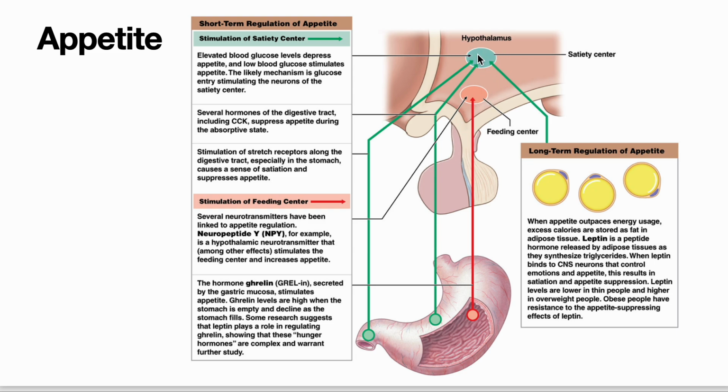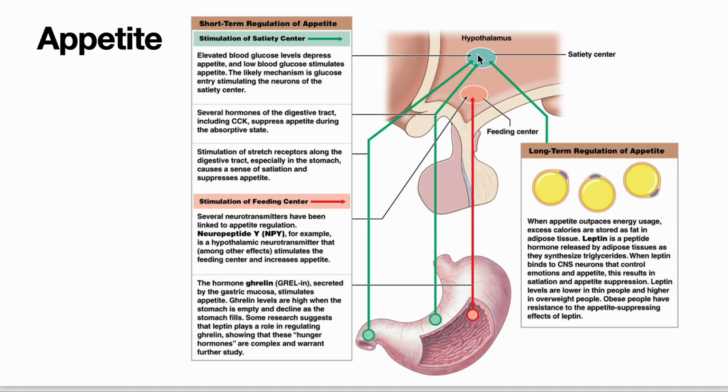And if we look at the satiety center, we're going to see that there are a number of things that will activate your satiety center and make you feel full, like you don't want any more. They're going to reduce your appetite. So things like elevated blood glucose levels should depress your appetite. Like you've already got a lot of sugar, you don't need any more. Whereas low blood glucose would stimulate your appetite center, right? Have the opposite effect.